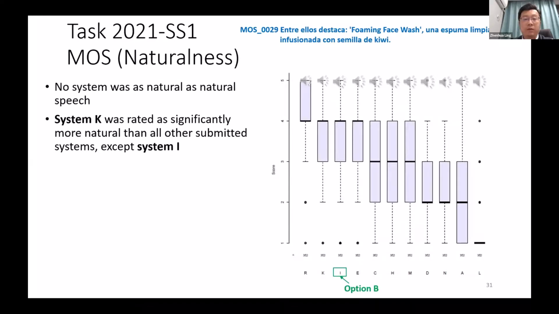Okay, for the spoken task, this figure shows a box plot of the natural listening opinion score. I will also play one example of synthetic speech first. Here, system R is the reference natural speech, and another 10 systems are submitted from the participating teams.